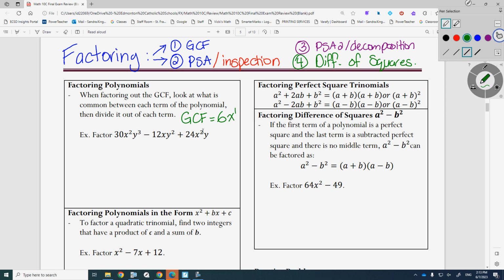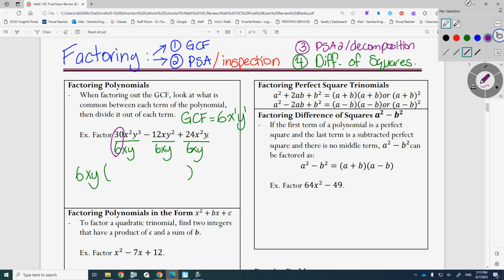Same with the y's. I've got 3 y's, 2 y's, and 1 y. You always pull out the lowest power, which is y to the 1. So what you would do is create a division bar under each term, and we're going to divide out that GCF. Whatever your GCF is, it always goes in front of your brackets, and then the answer to the division goes in the brackets.